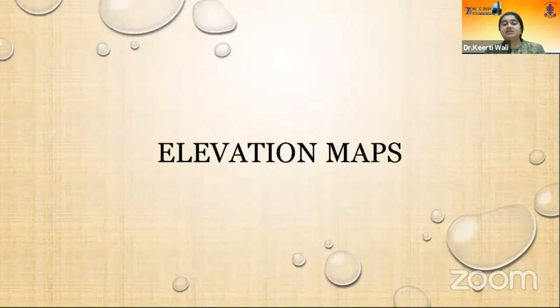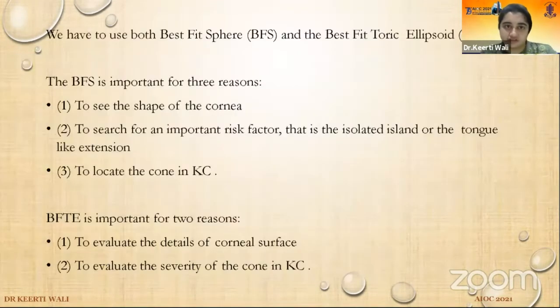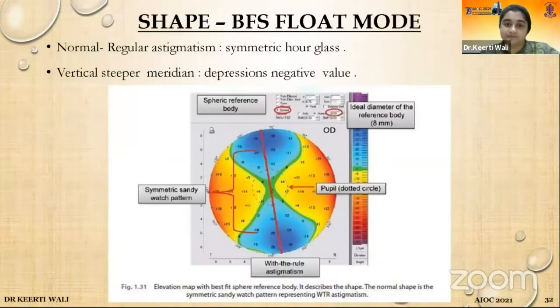And the next map is the elevation map. Elevation maps take a reference body and give anything above that point in the cornea as anterior, plus points, and anything below that as posterior, negative points. So we can use multiple types of reference bodies. The most commonly used are the best fit sphere and the best fit toric ellipsoid. BFS is important for localizing the cone, and BFT is important for seeing the height of the cone.